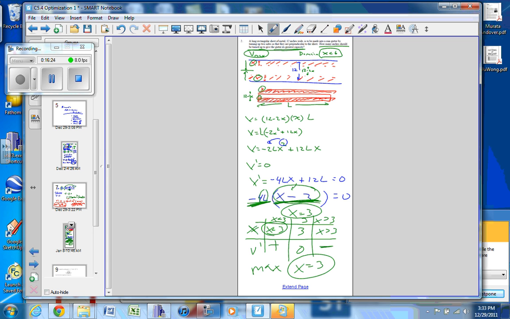Well, are we answering the right question? Just as a reminder, the question says how many inches should be turned up to give the gutter its greatest capacity? Well, x were the inches that we're turning up, so we have answered the question. If we turn up 3 inches from the gutter, it'll maximize its carrying capacity.